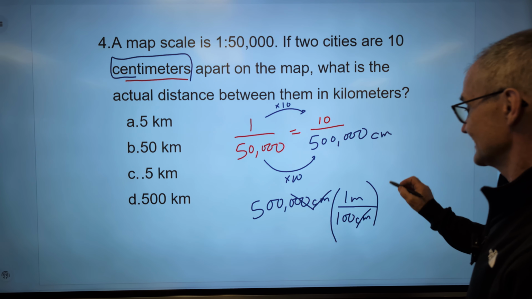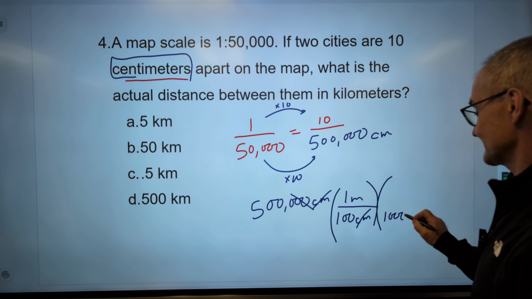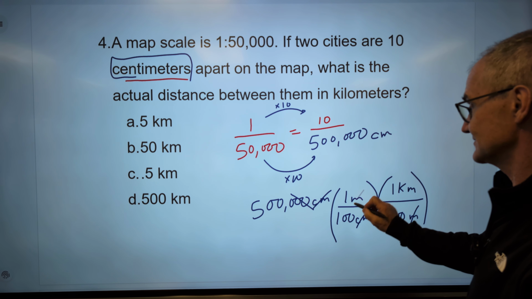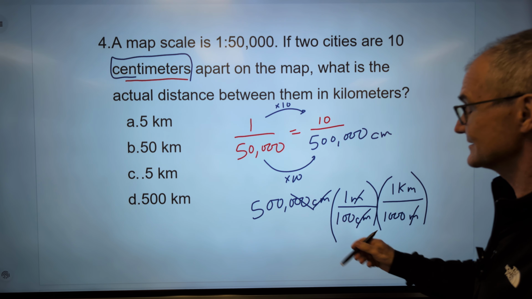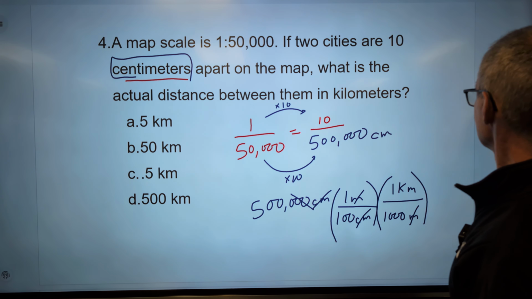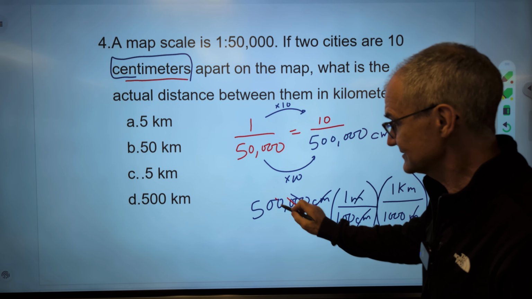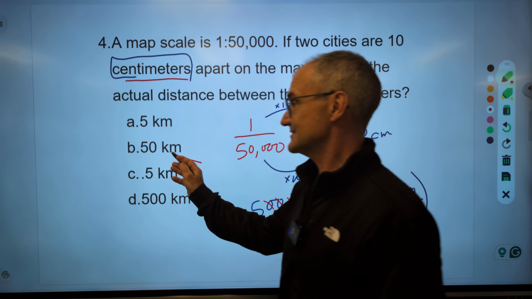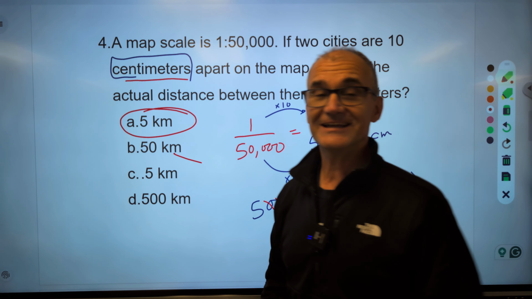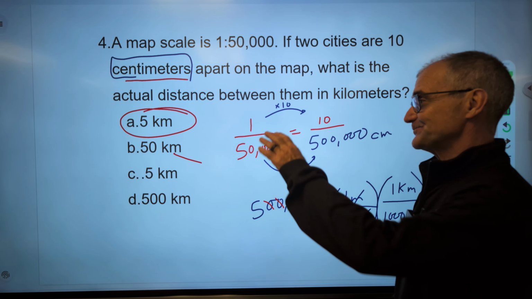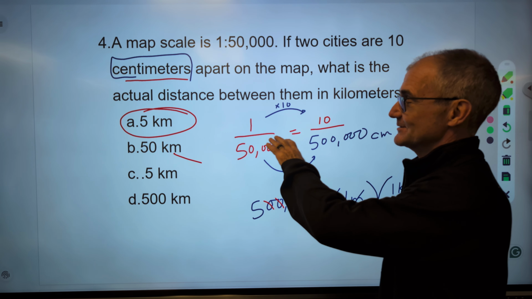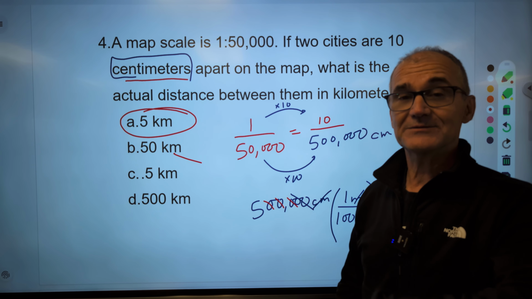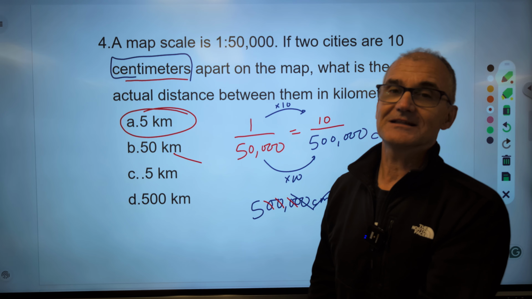Then you have to know that there are 1,000 meters to 1 kilometer. My meters cancel. That gets me in kilometers. I got 3 zeros here. I got to cross out 3 zeros here. 1, 2, 3, leaving me with 5 kilometers. Correct answer, answer A, right there. That's a tricky one. The ratio proportional one wasn't too bad, but then the unit conversion was the trick because you had to go centimeters to meters, meters to kilometers.